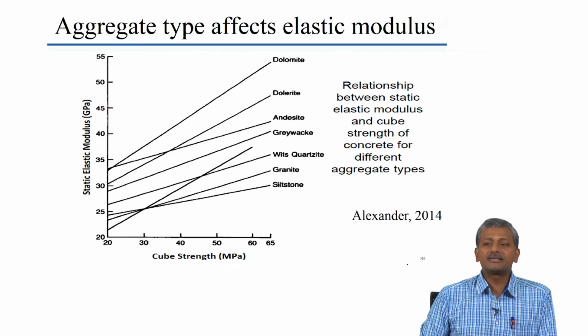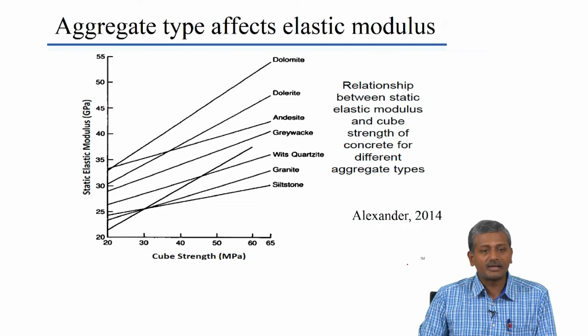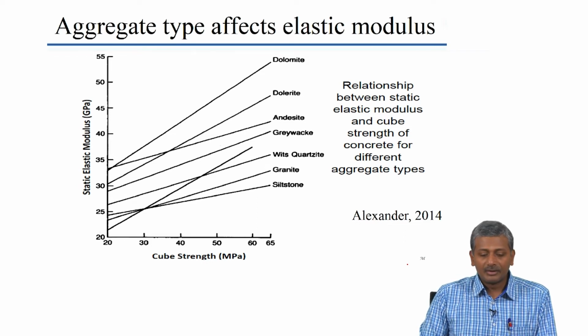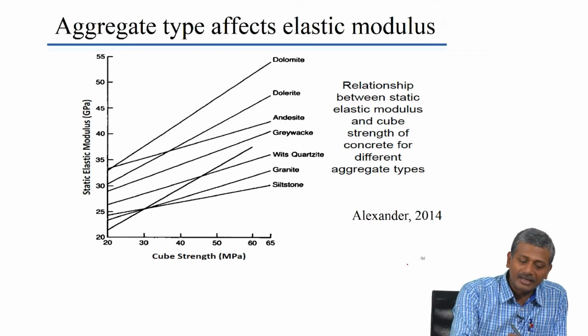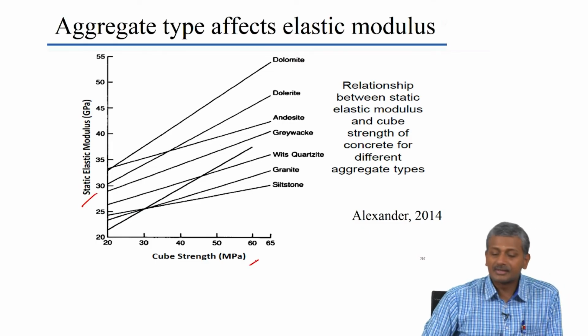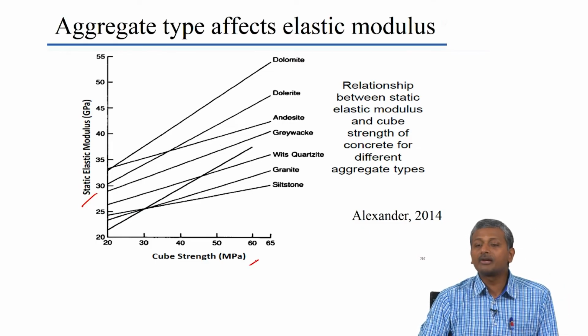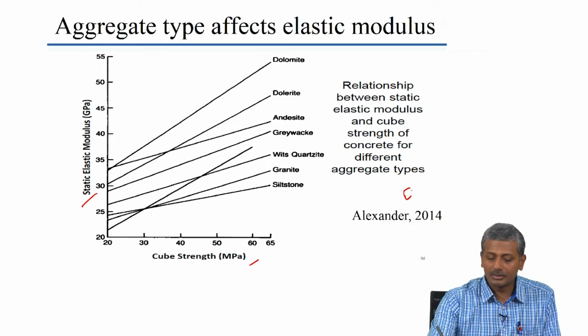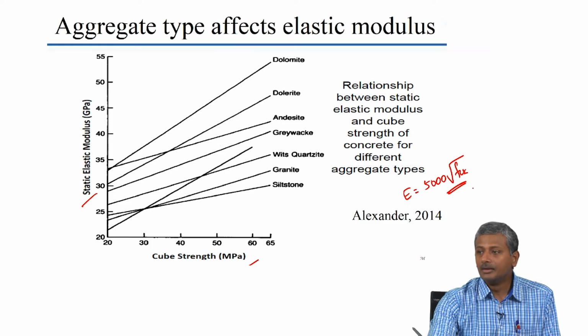So again, arising out of the work that was started by Professor Alexander, there is now a lot of literature available on the influence of aggregate. So this is the static elastic modulus versus strength relationship. What is the typical relationship that we assume? Static elastic modulus is equal to 5000 square root of fck. That is our typical IS relationship, right?